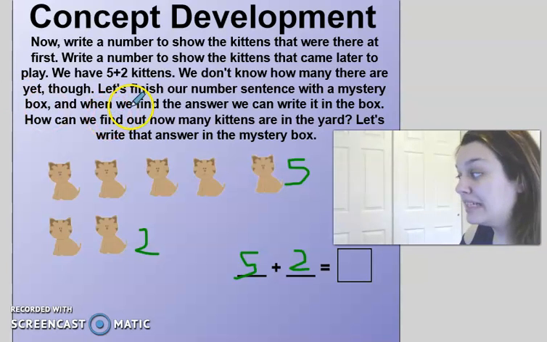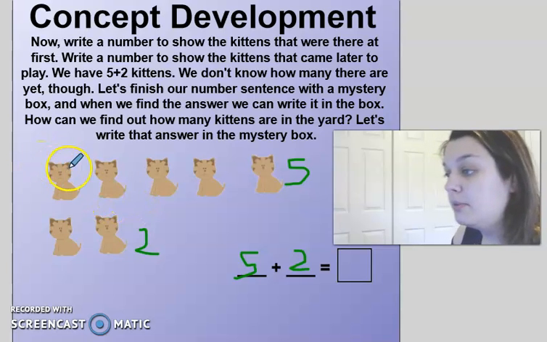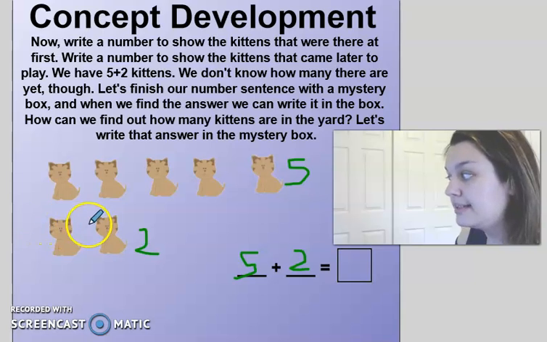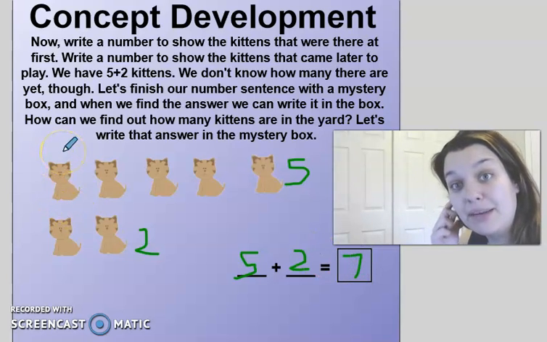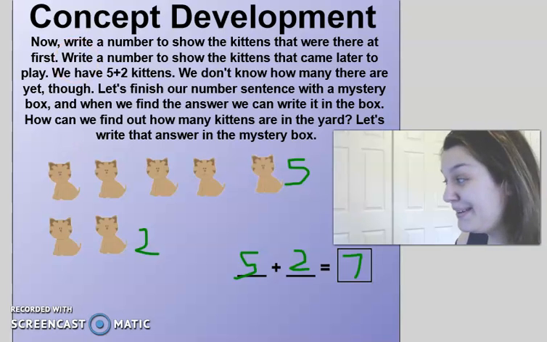And then we have to count everything all together for our whole. So can you help me? 1, 2, 3, 4, 5, 6, 7. 7 is our mystery number, which is our whole. So that's how you would write a number sentence. Great job.